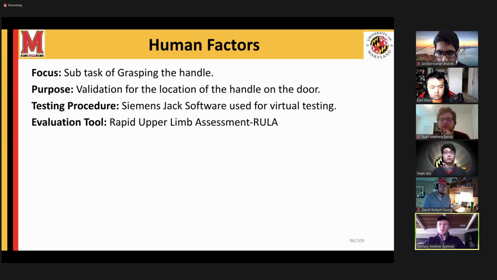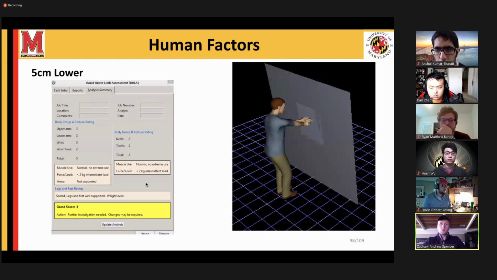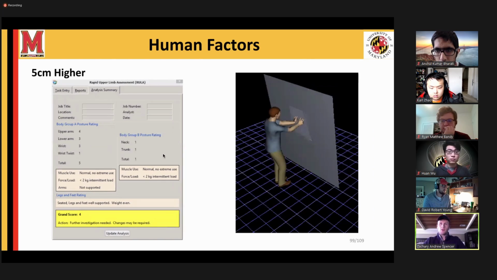This concerns the first step of the task analysis for inserting the plastic, grasping the handle when the door is closed. It is important to note that in the Jack software, the virtual testing was conducted with a male figure in the 50th percentile in height. So this first one, the preliminary handle location, is scored a 3, with body group A scoring a 4 and body group B scoring a 2.